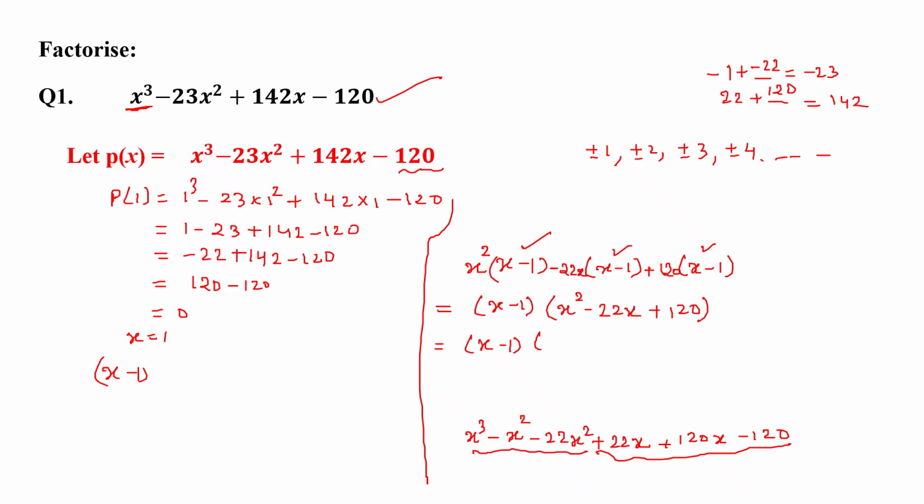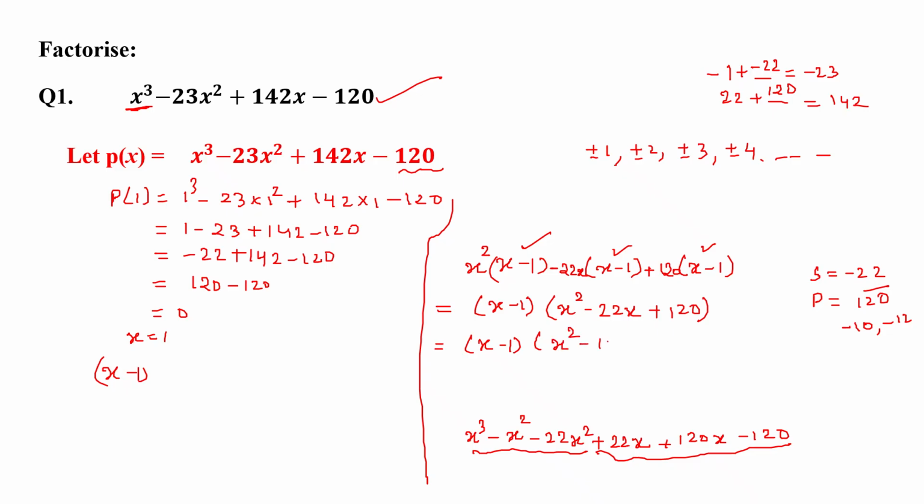So here, if I am using the middle term splitting method, my sum should be minus 22 and the product of the roots should be 120. So how to do this? If I take minus 10 and minus 12, if I add, I will get minus 22, and if I multiply, I'll get 120. So let's split it.